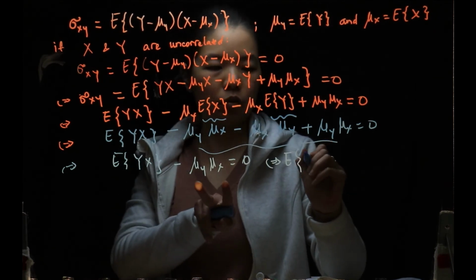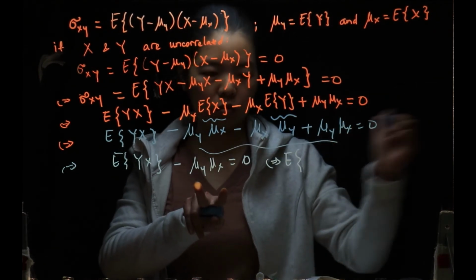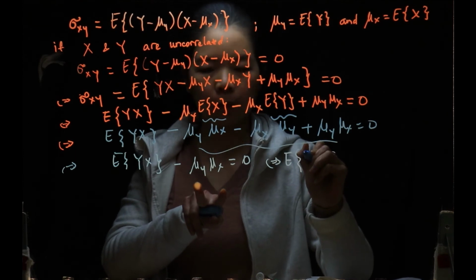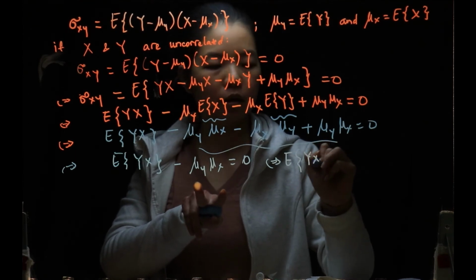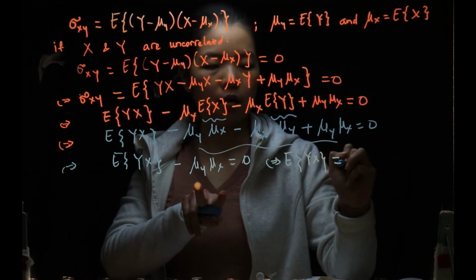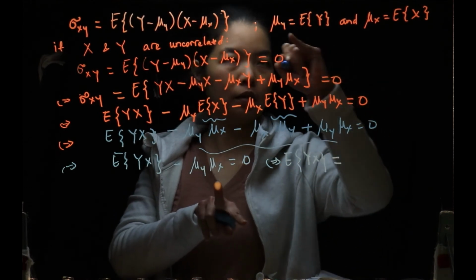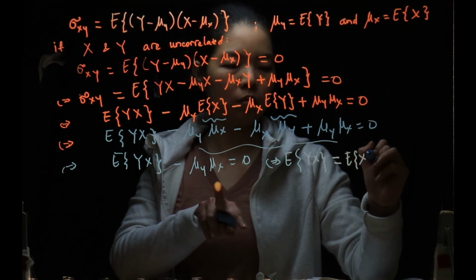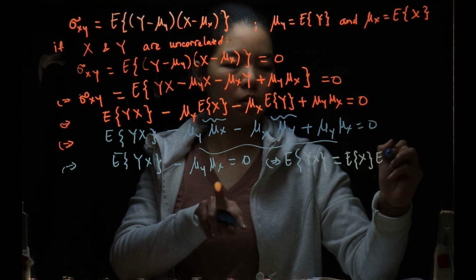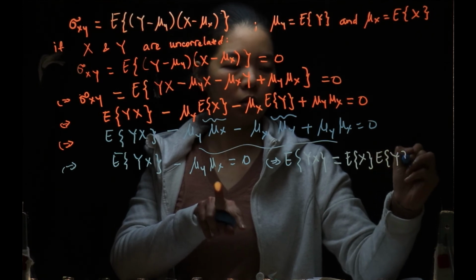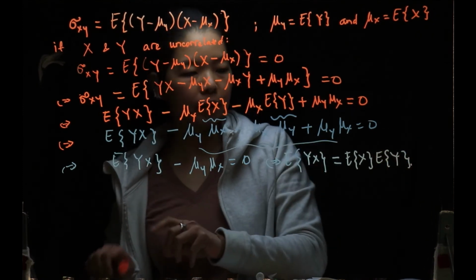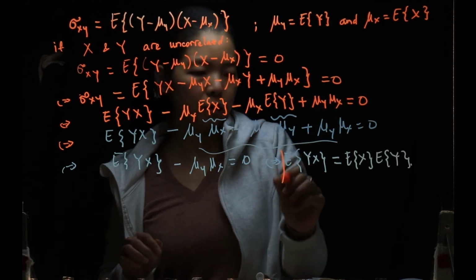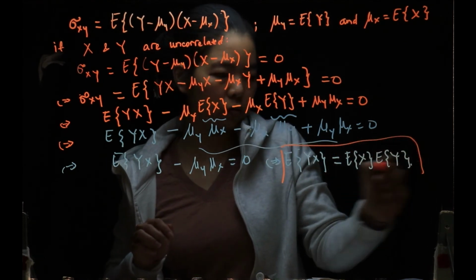And that is equivalent to putting the two mu times each other on the right-hand side, and rewriting it again using the expectation notation. Okay, and this is important to remember.